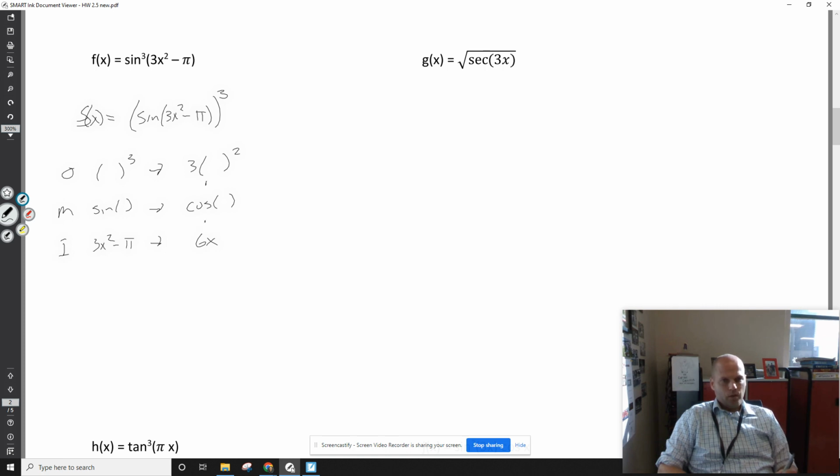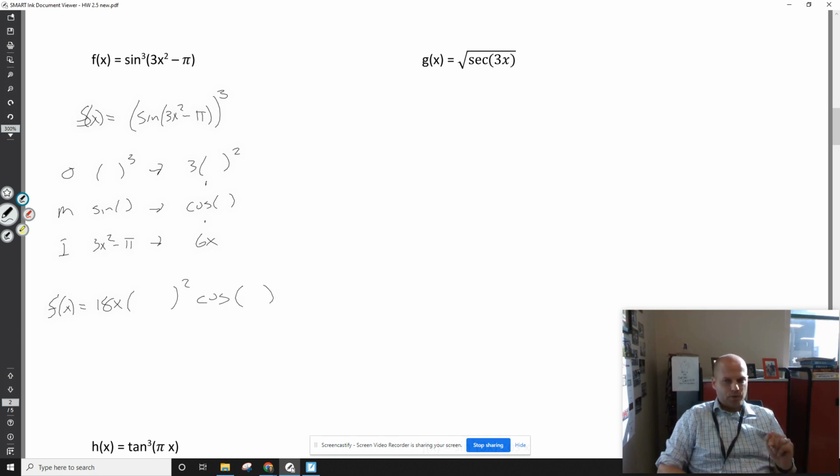Now, again, since we're multiplying all this together, you can multiply anything by anything. Okay, just don't multiply into parentheses. So I will multiply the 3 and the 6x to give me 18x. Then I have a parentheses squared and a cosine of parentheses.